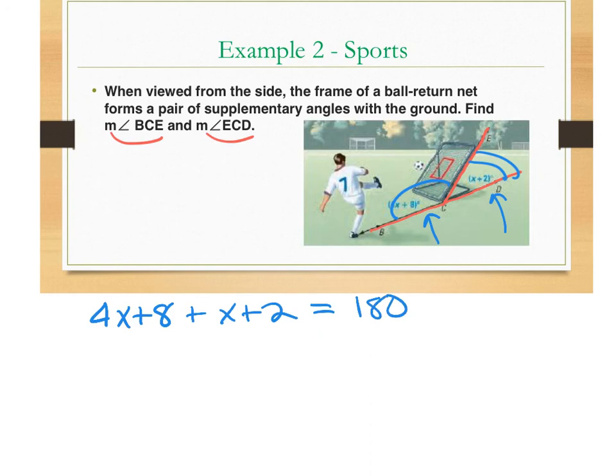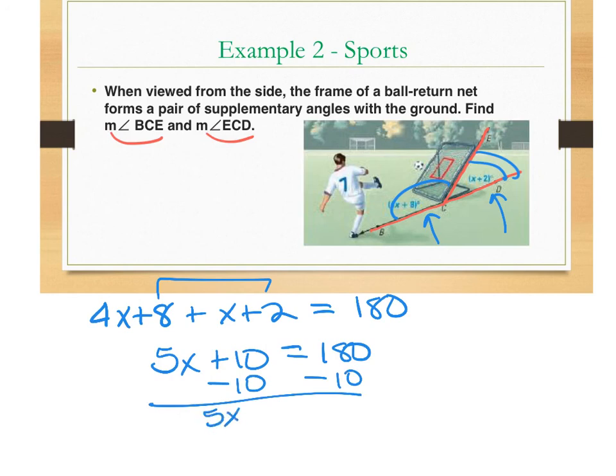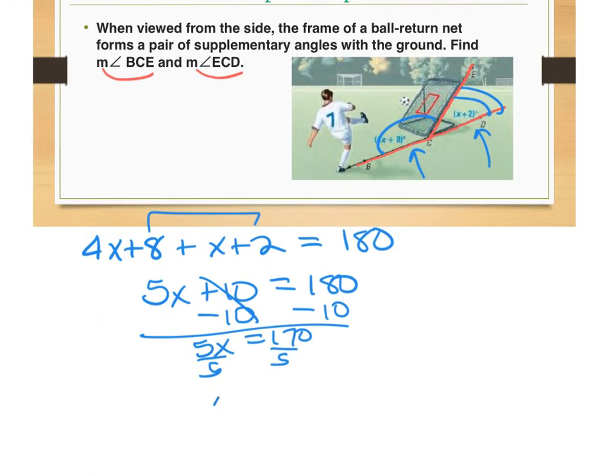I'm going to add my x's. 4x plus 1x is 5x. 8 plus 2 is 10. Solve for x by subtracting 10 from both sides, and then dividing by 5. And I find out that x equals 34.